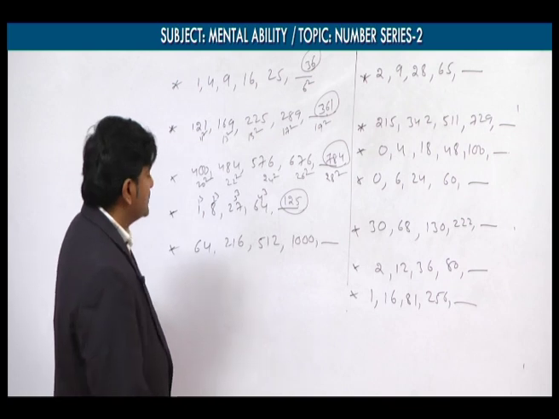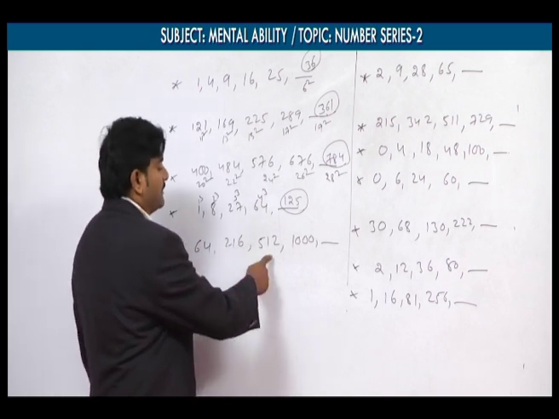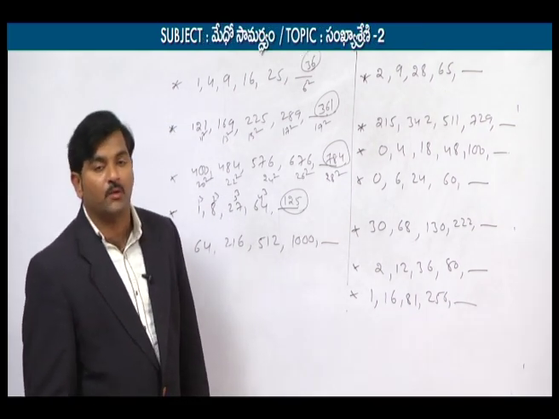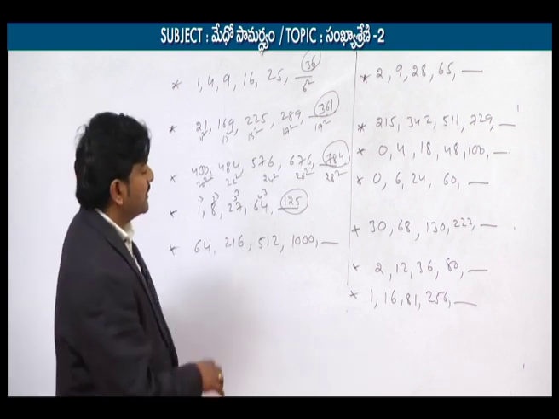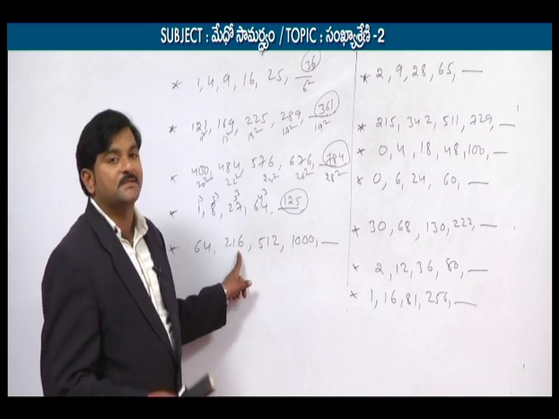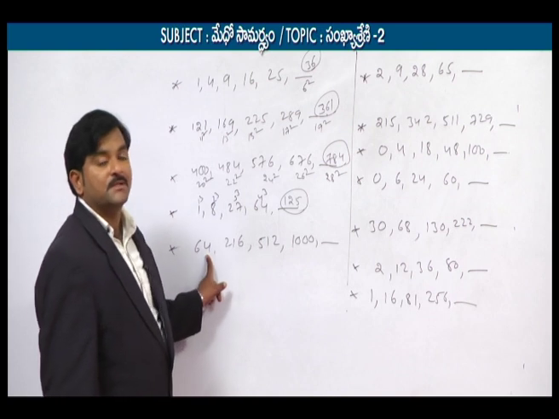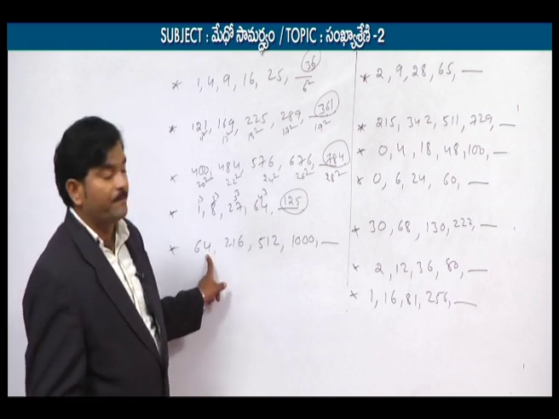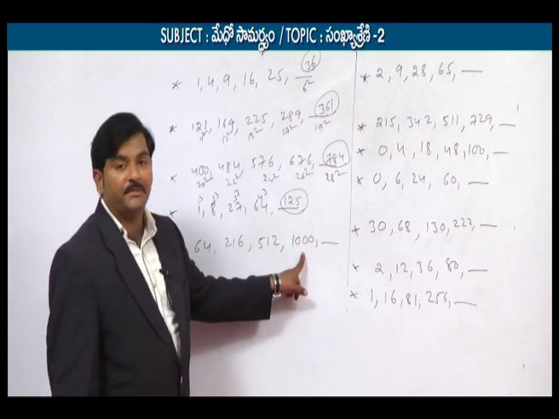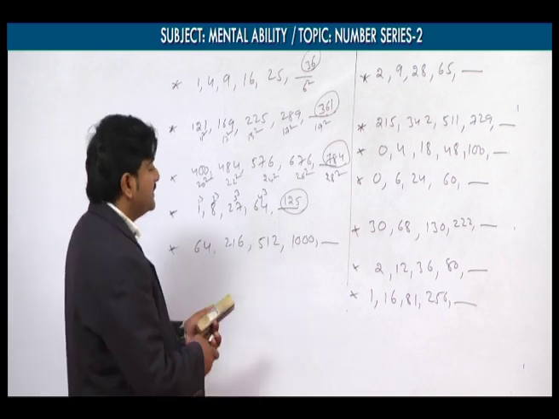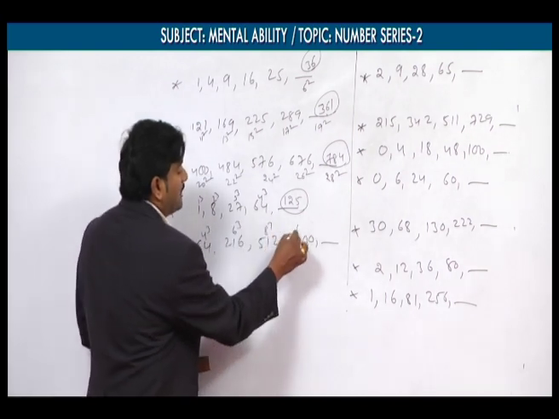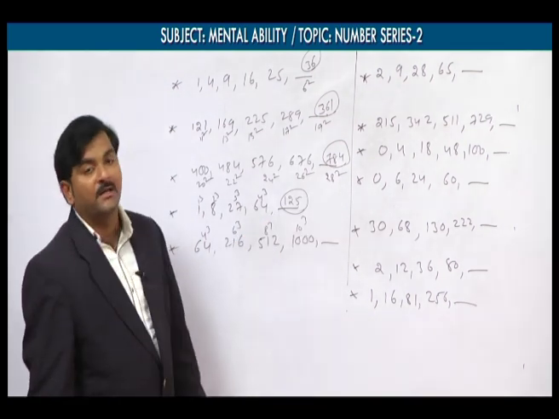So now we will discuss here. 64, 216, 512, 1000. I already told you, at least you should know up to 20 cubes. If you know up to 20 cubes, when you see the number 216, you should have a thought: 216 is nothing but 6 cube. 64 is nothing but 4 cube. 512 is 8 cube. 1000 is 10 cube. What does it mean? These are the cubes of even numbers.